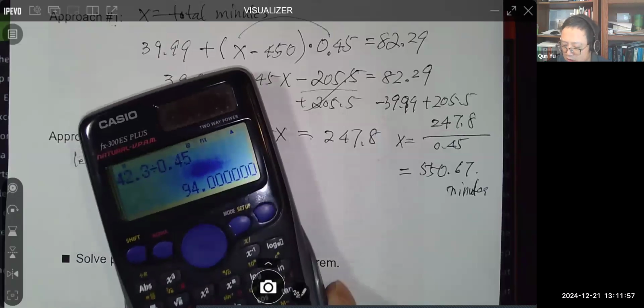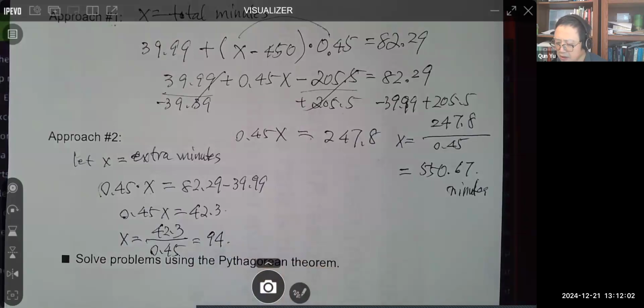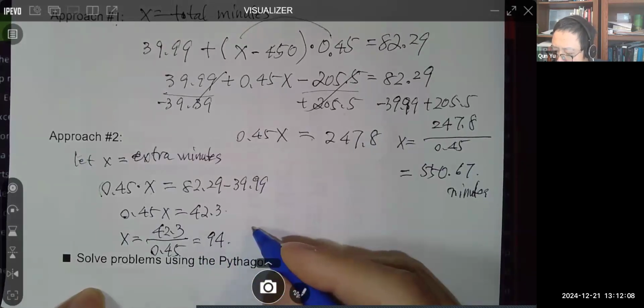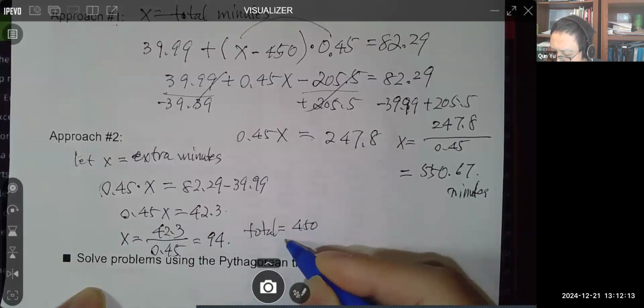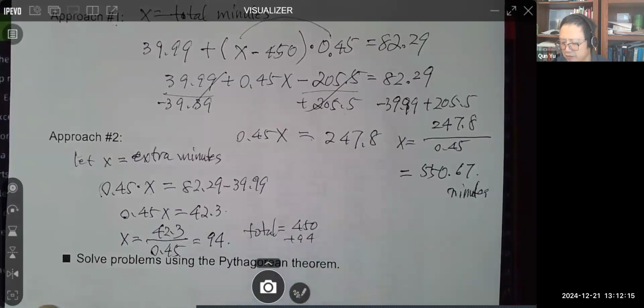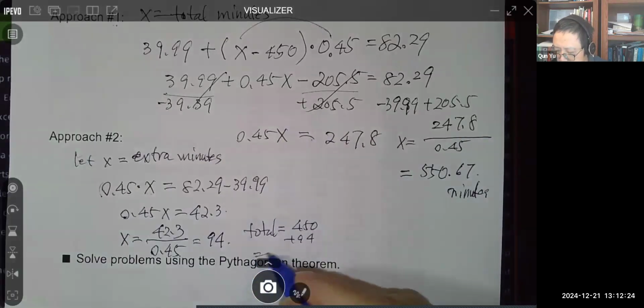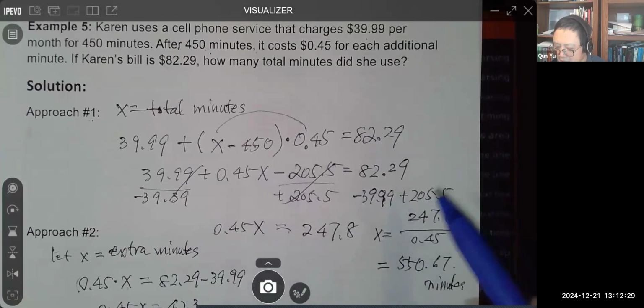We get 94. This is actual minutes. So the total minutes will be 450 plus 94. So I just add 450 to it. We get 544. So total is 544. These two are different. Apparently one of these is wrong, more than likely this is wrong.